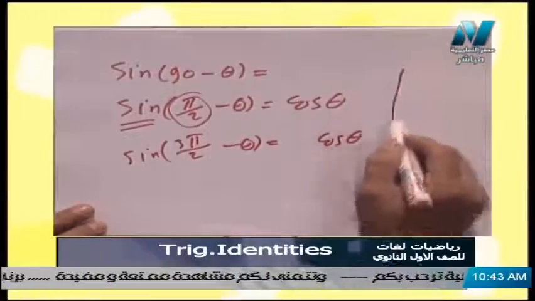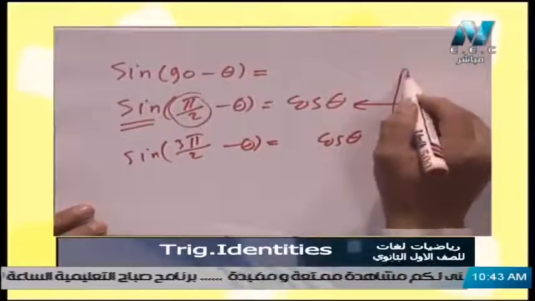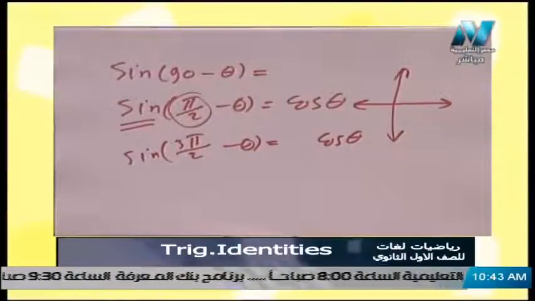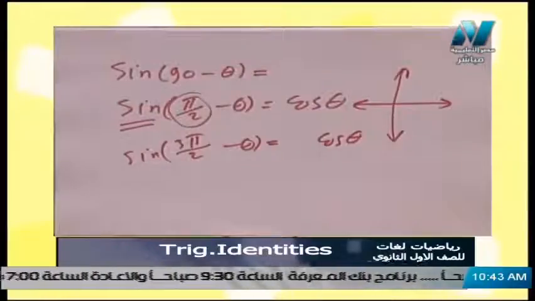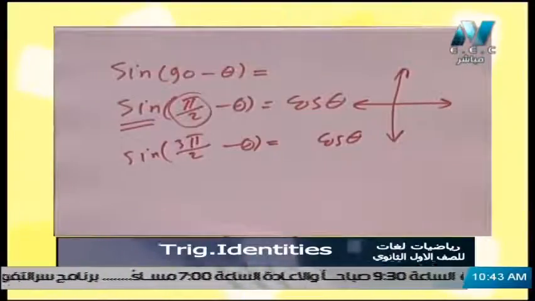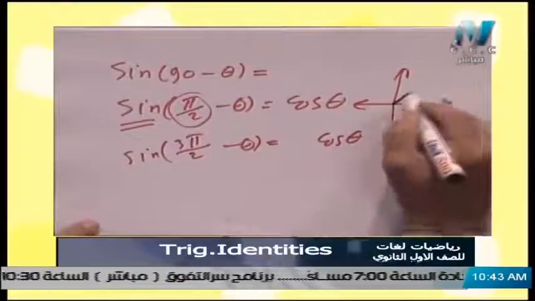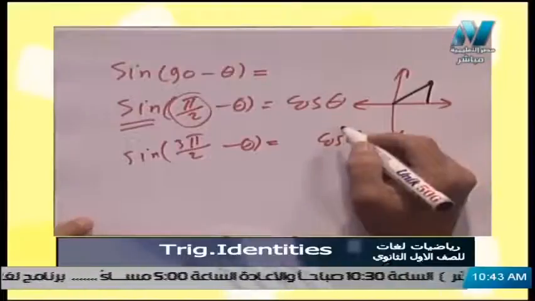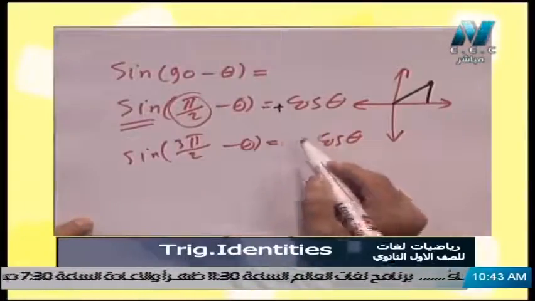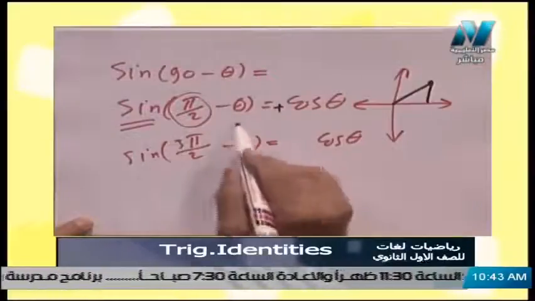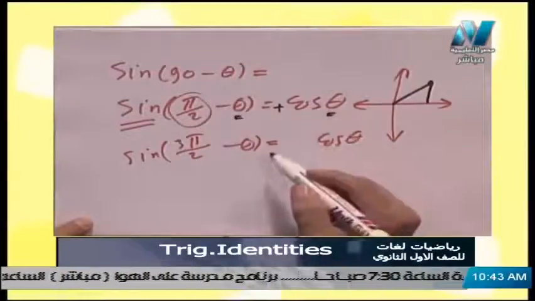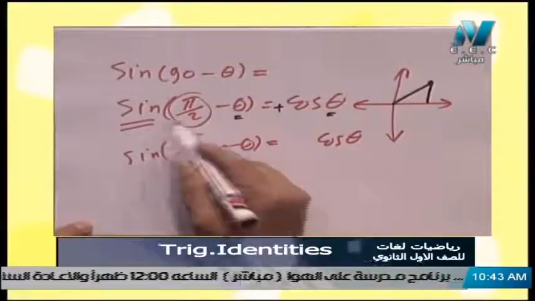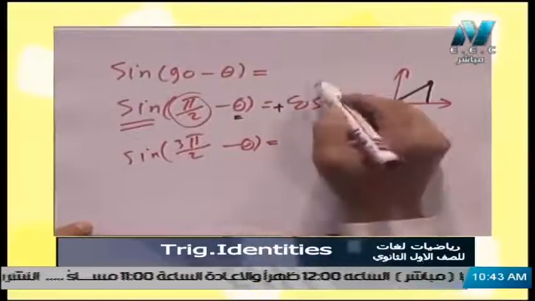But let us discuss the sine. Here sine of pi over 2 minus theta equals cosine theta because it is in the first quadrant, so sine is positive and it changes to cosine, so it's positive cosine theta. This holds for all values of theta: cosine theta equals sine of pi over 2 minus theta, so it's an identity.